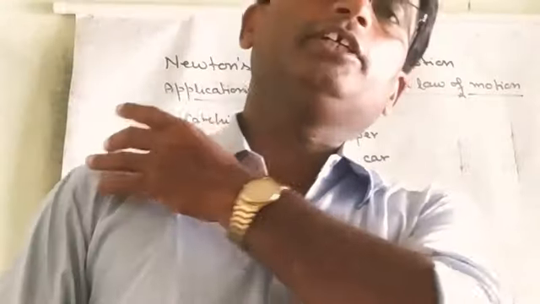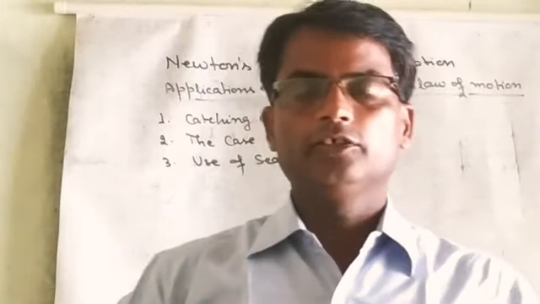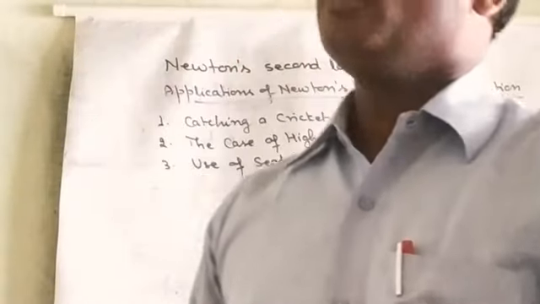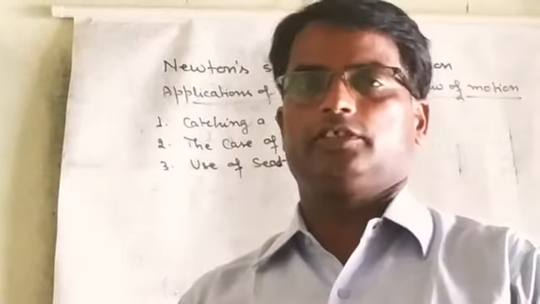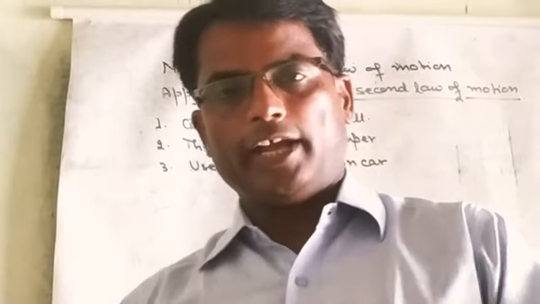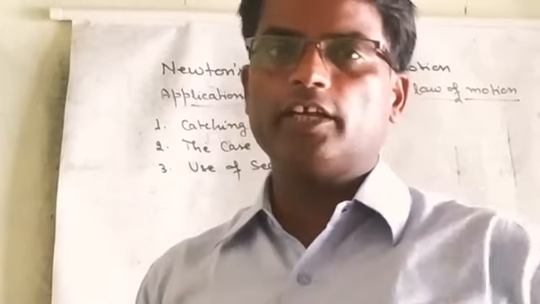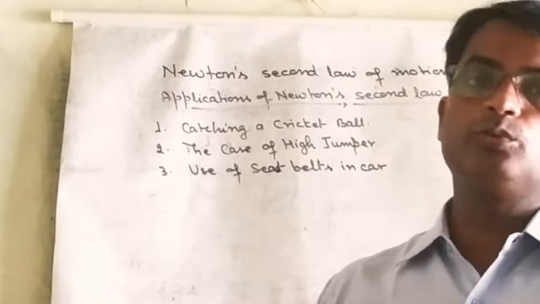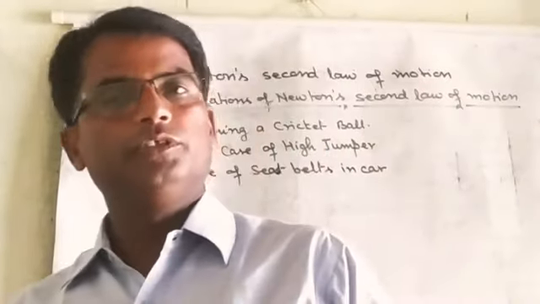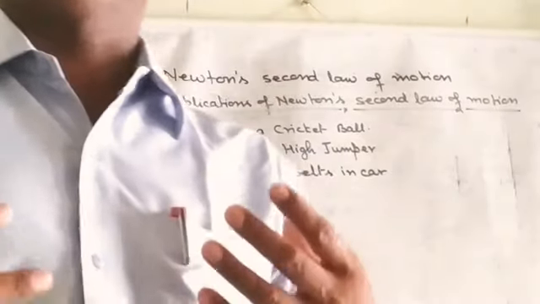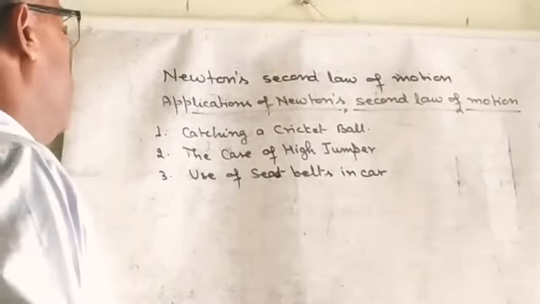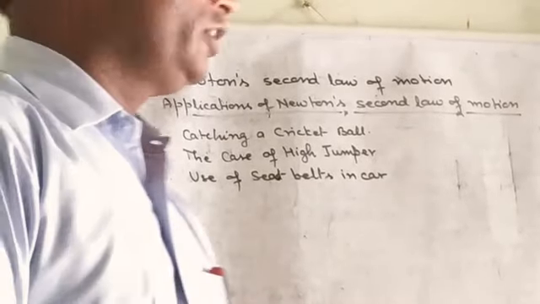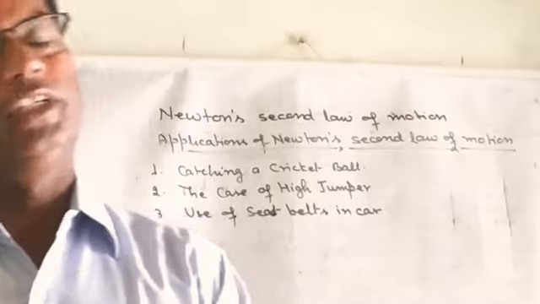If we are using the seat belt, then the seat belt does not allow the body to move at the time of an accident. It brings the body back. Sometimes it moves slightly, but our body's momentum becomes zero due to the seat belt, and we do not get hurt or injured at the time of an accident. That's why we use the seat belt in a car when we drive.